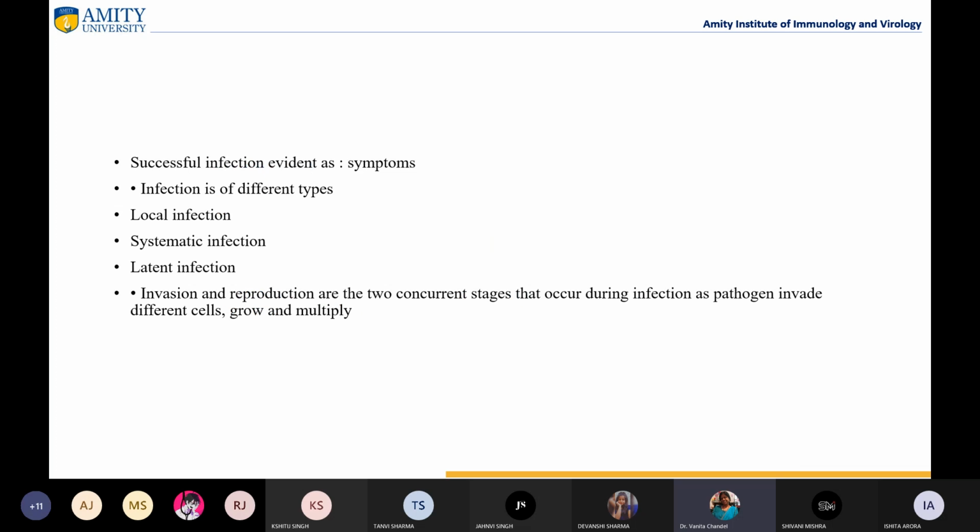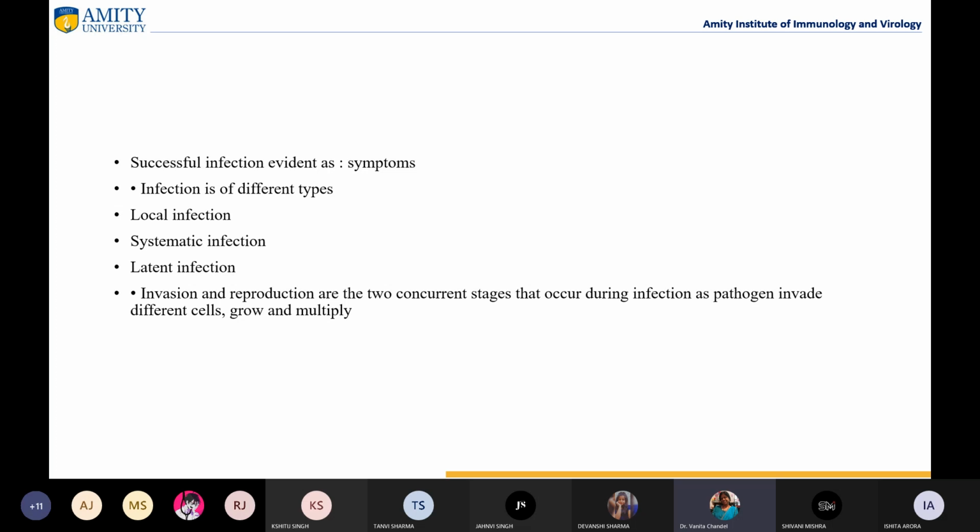So successful infection, how do we know that infection is successful? It's definitely symptoms, right? So once we see the symptoms on the plants, that shows that the infection was successful or is successful. Again, symptoms are either a local symptom or a systemic symptom. Local means it is just in that particular area. It has not spread to the other parts of the plant. Systemic means it has spread to the other parts of the plant also.